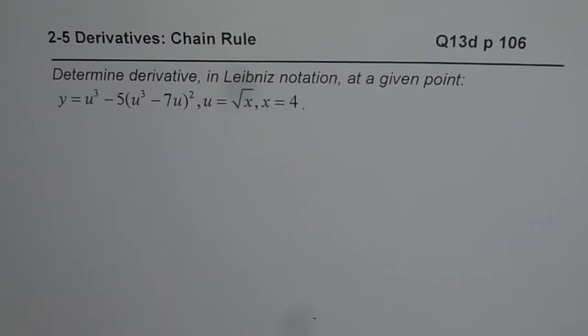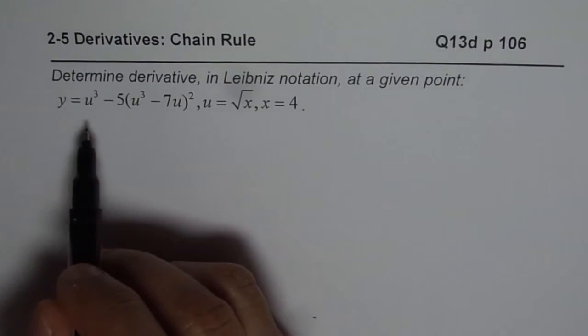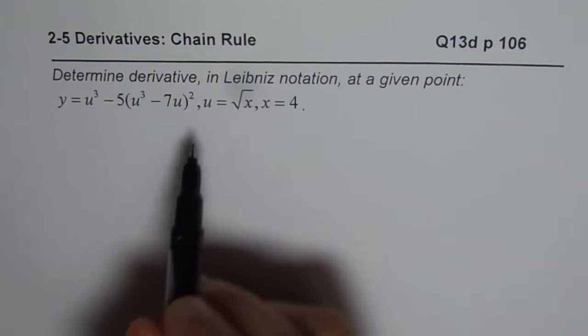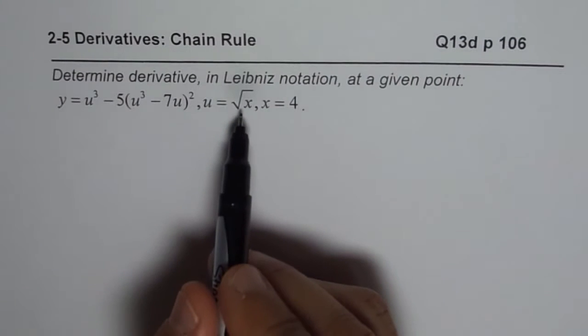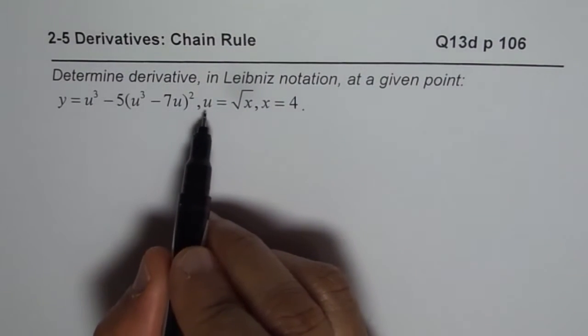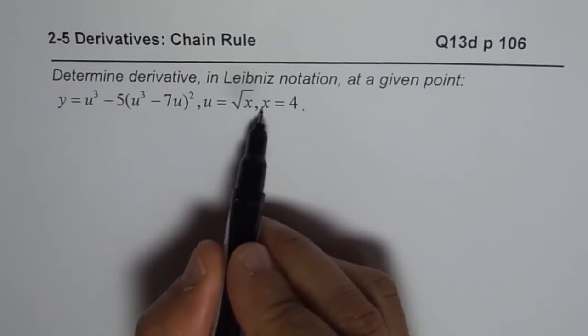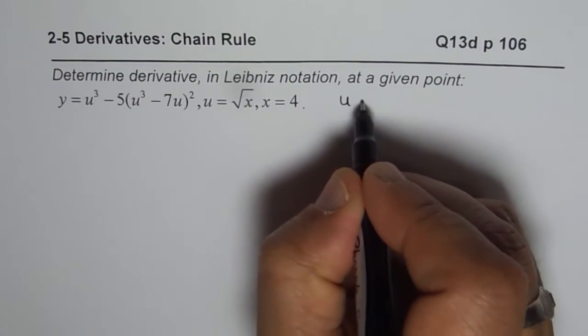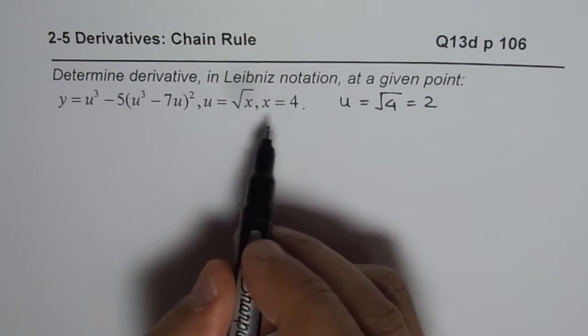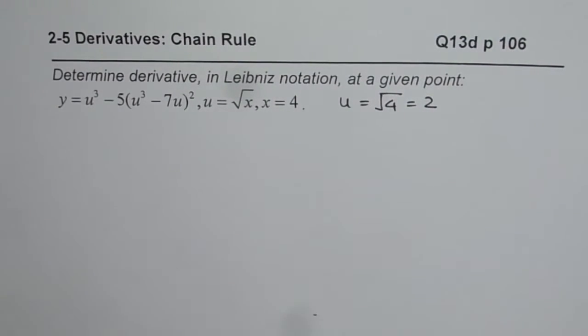The question is, determine the derivative in Leibniz notation at a given point. y equals u cubed minus 5 times (u cubed minus 7u) squared, where u equals the square root of x and x is equal to 4. At this stage, you should also find the value of u at x equals 4. So we can write here, u equals the square root of 4, which is 2. So at x equals 4, u is 2, right?